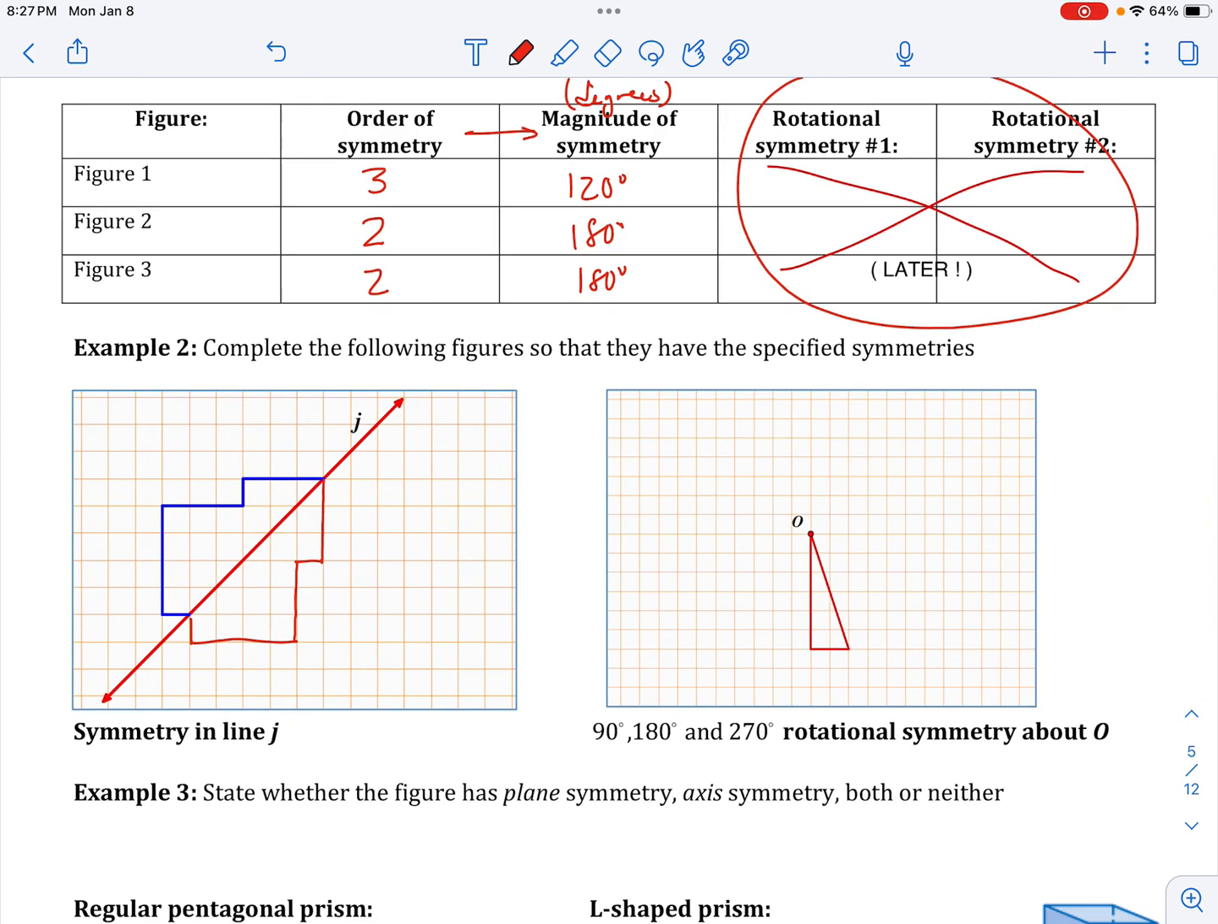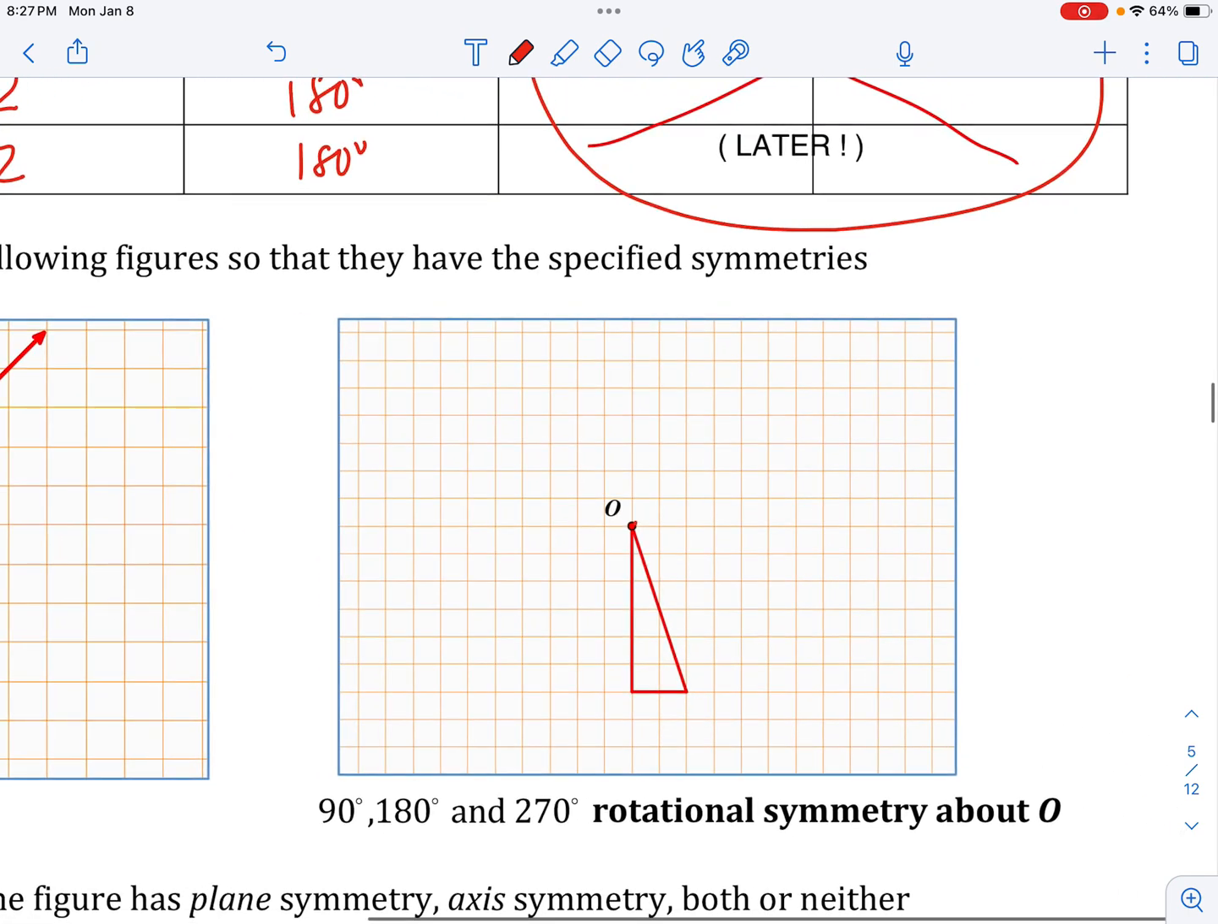This one is interesting. It has rotational symmetry of order 4. In other words, I want to complete a picture here so that if I rotated it 90 degrees around center O, it would look exactly the same. If I rotated 180 degrees, it would look exactly the same. And if I rotated 270 degrees, it would look exactly the same. Again, we'll get more technical on notation next time.